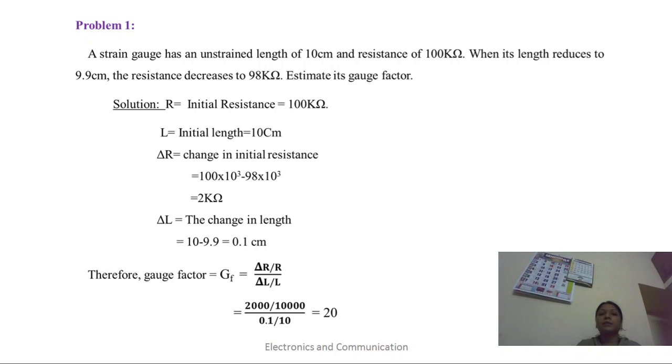Here delta R by R is there, the ohm gets cancelled, and the length in meter gets cancelled. So totally you are getting the gauge factor 20. So it has no unit. 20. Like this, problems may come in the exam.